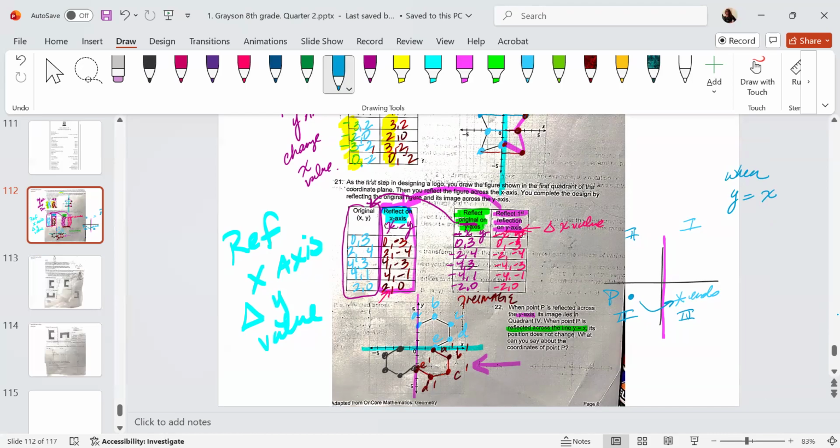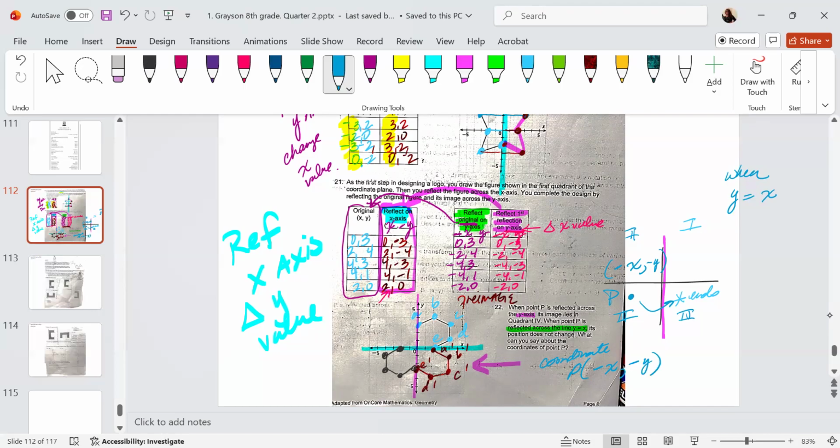Well, why doesn't it change? Because it's y equals x, correct? What can you say about the coordinate of point P? You can say that this point right here is a negative x and a negative y. Does that make sense? The coordinate of P is a negative x, which is true because in quadrant 3, it's a negative x and a negative y, right? Okay, that's what you can say.